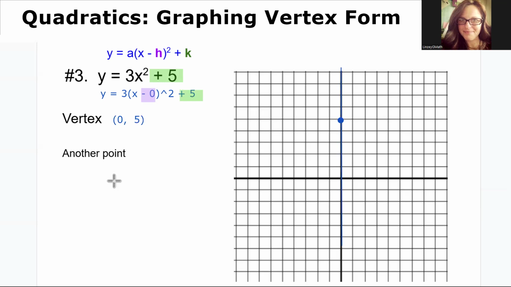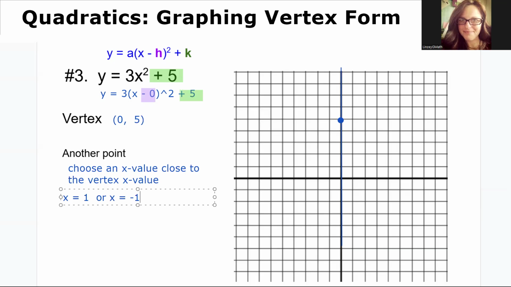And we can use an x value close to the vertex x value. So you can use x equals 1 or x equals negative 1. I'm going to use positive 1 to substitute. Substitute positive 1 in for x to find y.